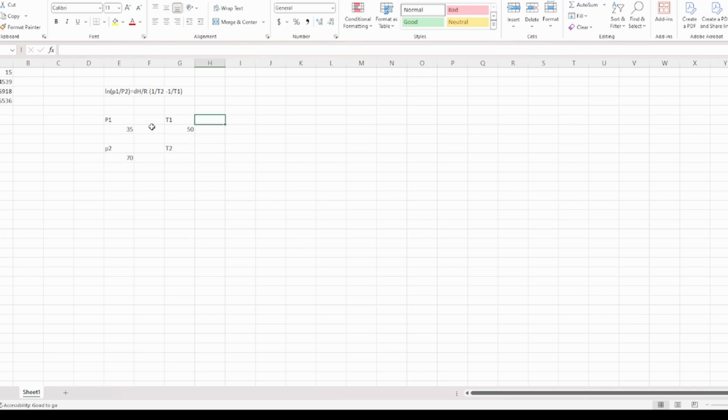With that in mind, one thing we'll have to do is turn the temperature into Kelvin. So we can say equals 50. We can either type in the 50 or we can actually refer to the box. Since I have typed this into box G7, I can refer to box G7, and I'm going to add 273 onto that. So that's my T1 in Kelvin.